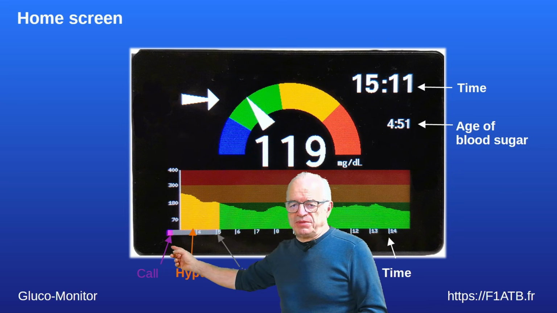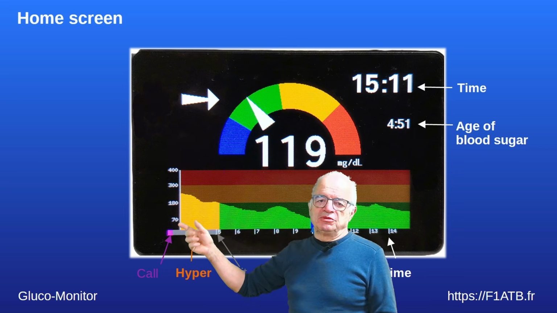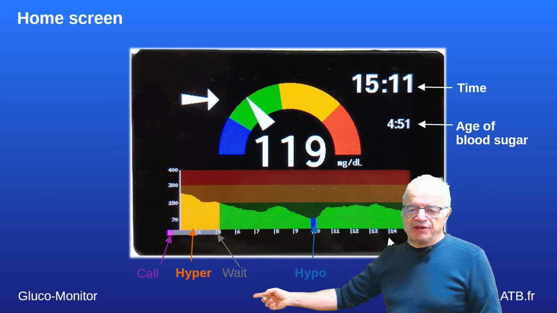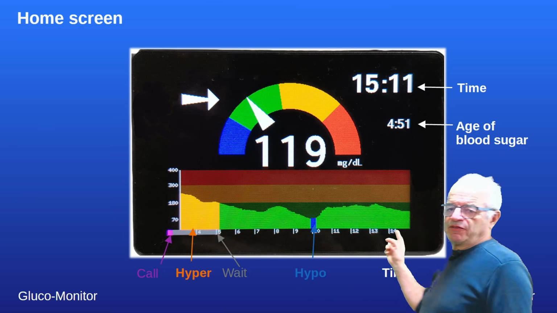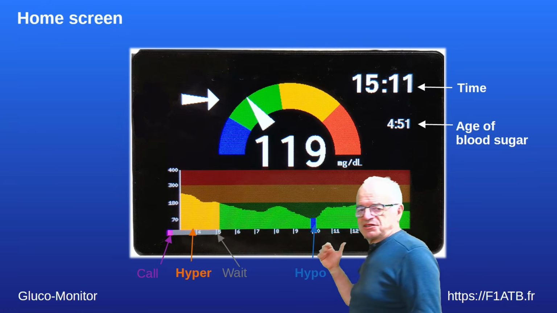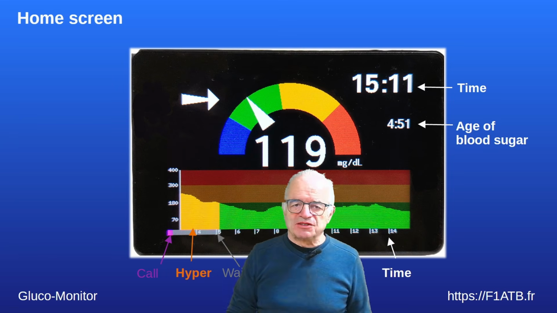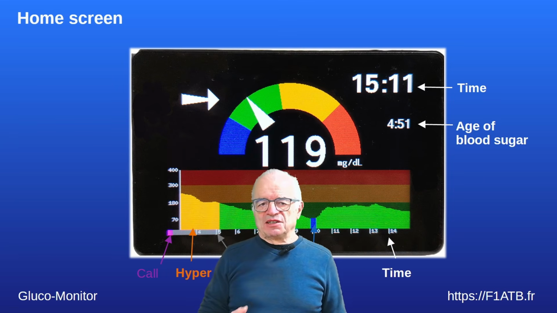You have also 2 lines. One line in pink here corresponds to the time we wait for the cloud LibreView to answer. Then we have a gray line. When this gray line arrives at the right side of the screen, Gluco-Monitor will ask for the last glycemia. It's not necessary to ask the cloud every 10 seconds the value of the last glycemia.